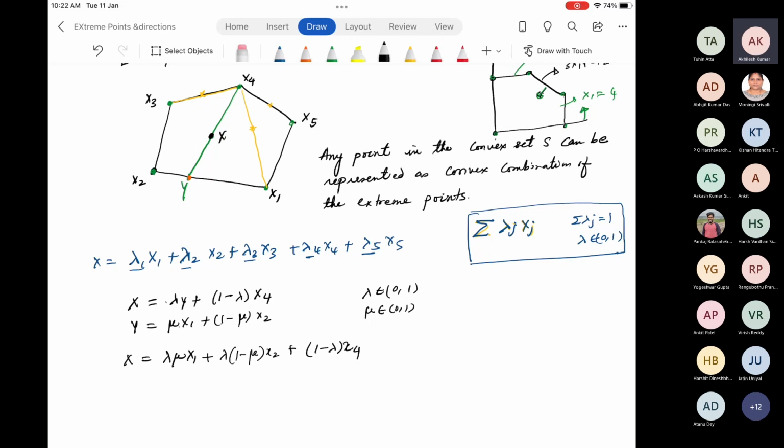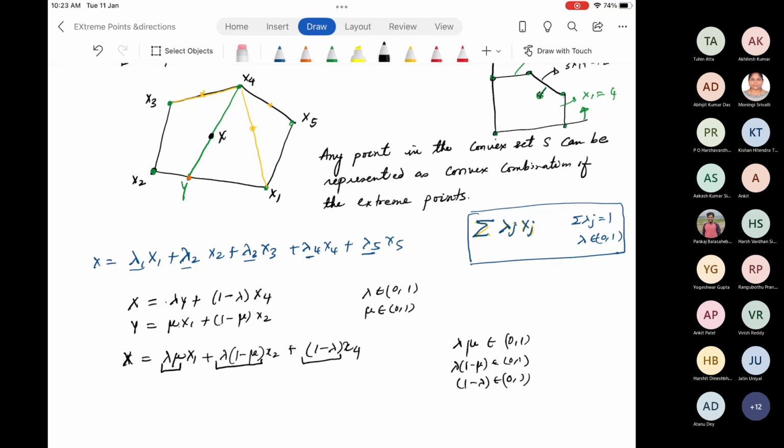Now, what is one more thing we need to ensure? I'm defining x as a convex combination, so the summation of all these coefficients must be 1. Is it 1? Yes, it is 1. We also need to ensure that lambda mu, lambda into 1 minus mu, and 1 minus lambda are between 0 and 1. So is lambda mu between 0 and 1? Yes, sir, because lambda and mu are both from 0 to 1. So all of them will automatically be between 0 and 1. That's what I wanted to highlight.